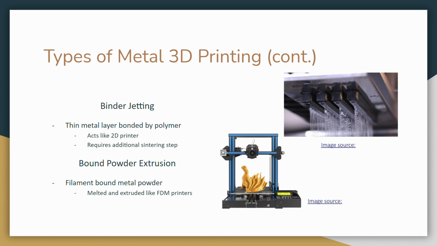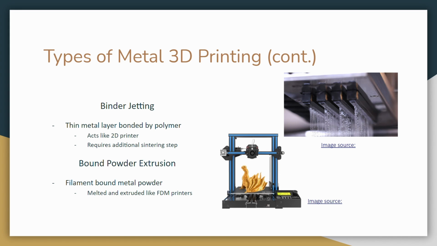Moving on, we have binder jetting, which is relatively new to the industry, and involves thin layers of metal powder that are bonded by intermittent layers of polymer. This allows for much faster production, as multiple polymer depositing heads may be used, similar to a 2D printer. This also costs upwards of $1 million.